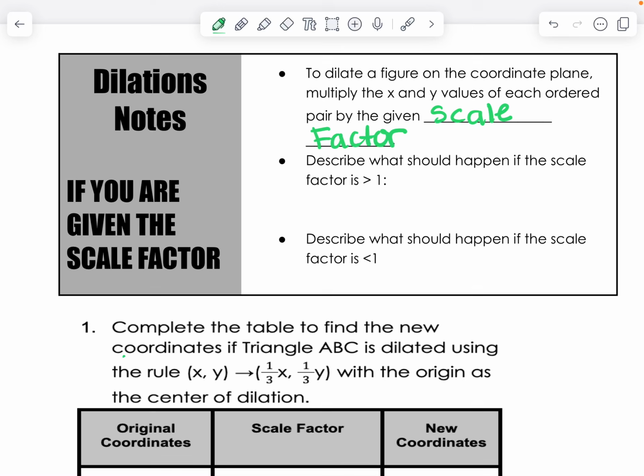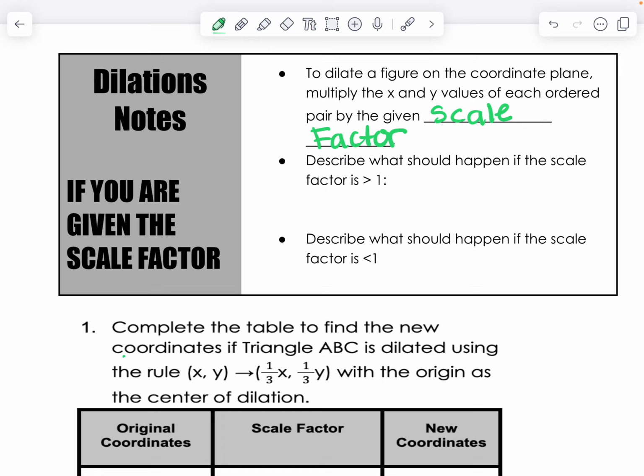About dilations. Yesterday we did scale factor. We learned how to find the new dimensions or the new size of a picture, and we also learned how to find the scale factor if you need to do that. So today we're going to do the same thing, but we're doing this on a graph.